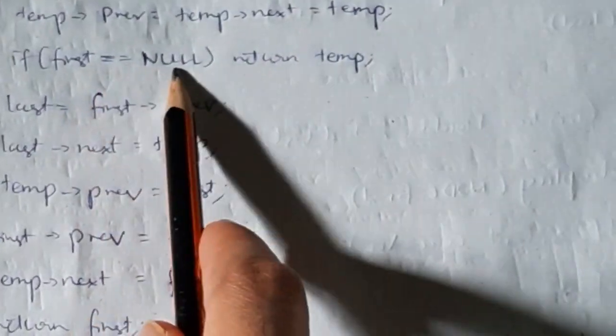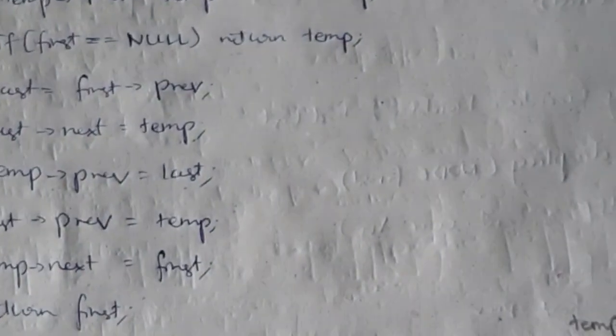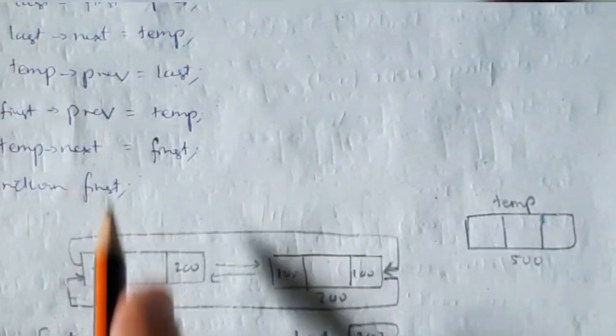See, for insertion of a node at rear end, these are the allocations. Means first you will create a node and assign that as temp. If first is null, then return temp. Means if there is no node, you will just return that newly created node. Otherwise the main function starts from here in case many nodes are there.